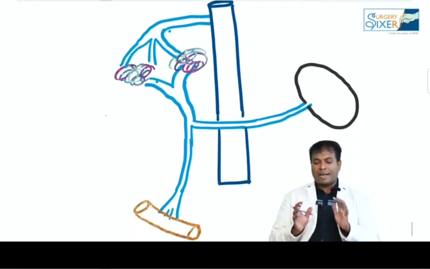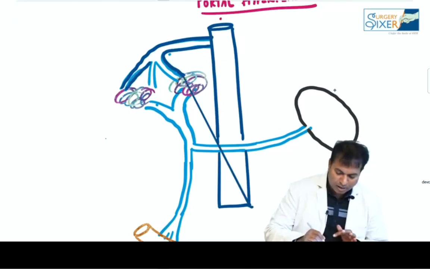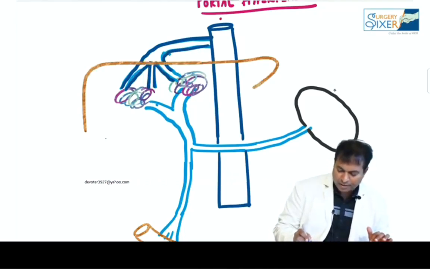The one drawn in light blue color is known as the portal circulation, and what I am now drawing in dark blue color is carrying the systemic circulation. They are all going to carry the systemic circulation, and this is the liver. Just I am drawing roughly, this is the liver.